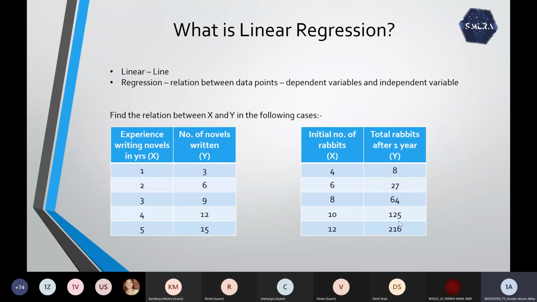x upon 2 is equal to y cube. Okay, so the relation is y equals x by 2 whole cube, correct? So this is 4, 4 by 2 is 2, you cube 2, you get 8. You can take your example 10: 10 by 2 is 5, you cube 5, you get 125. So y equals x by 2 whole cube.